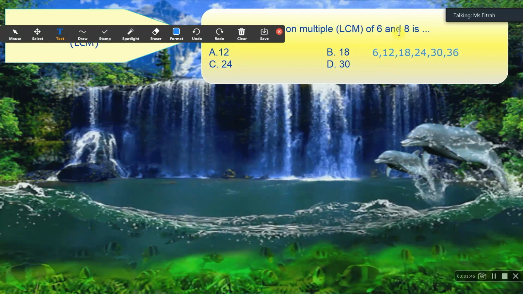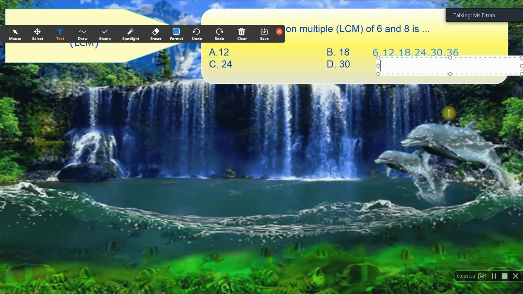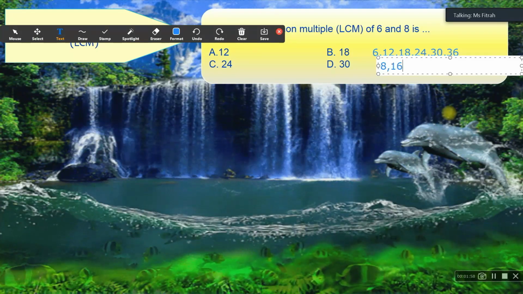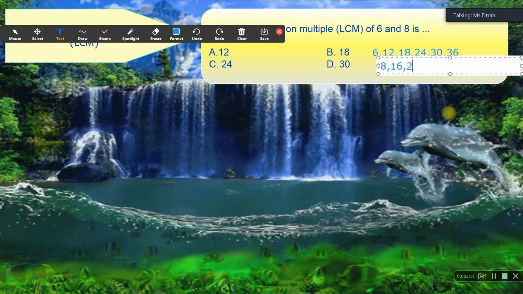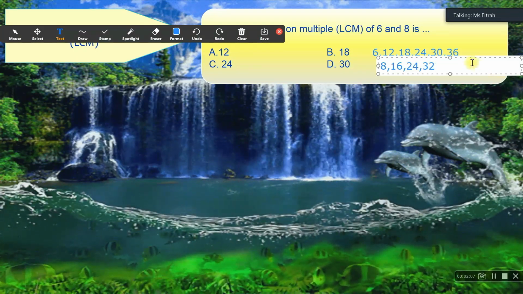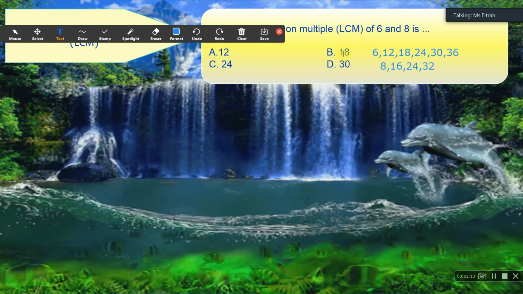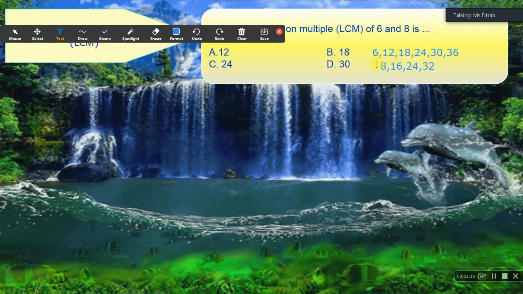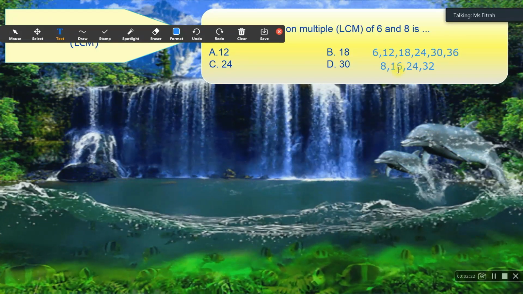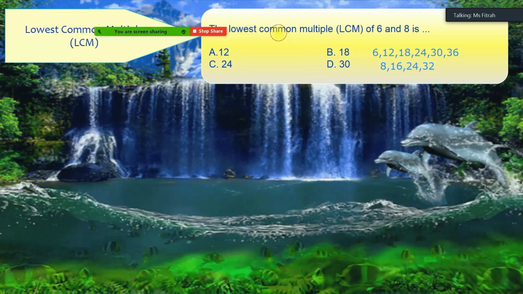And then we must find the multiples of 8. The multiples of 8. 8. And then how many? Yes, 16. And then 24, and then 32. Yeah, so you can look at this. Where is the multiples of 6 and 8 that have the same number? The lowest. 6, nothing in the 8. 12, nothing. 18, nothing. 24. So we can get the 24.